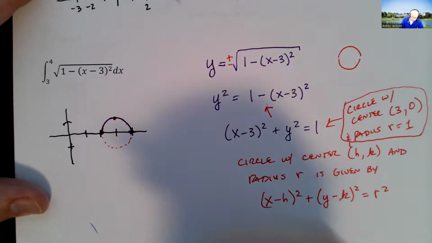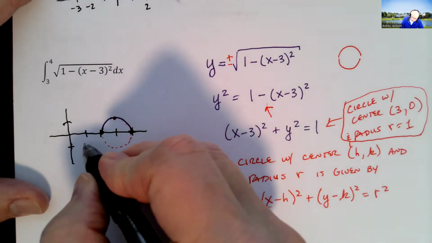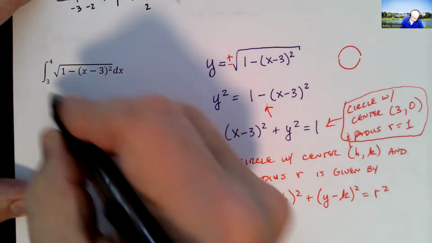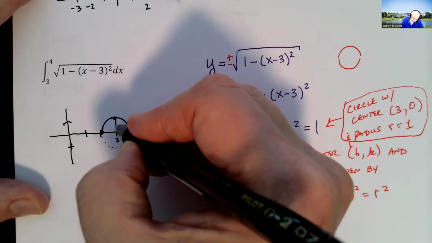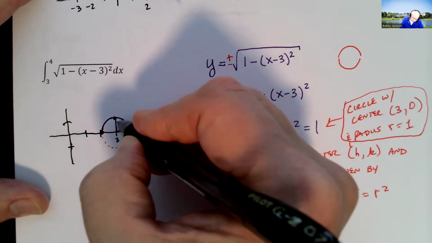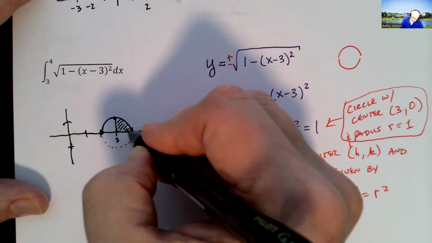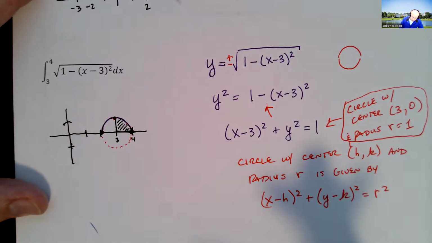Now let's go to this thing. We're integrating from 3 to 4. So this is 1, 2, here's 3, and here's 4. So notice from 3 to 4, we're just talking about this region under this curve. Let me shade in that area. Notice it's above the x-axis on that interval, so we're going to have a positive area.